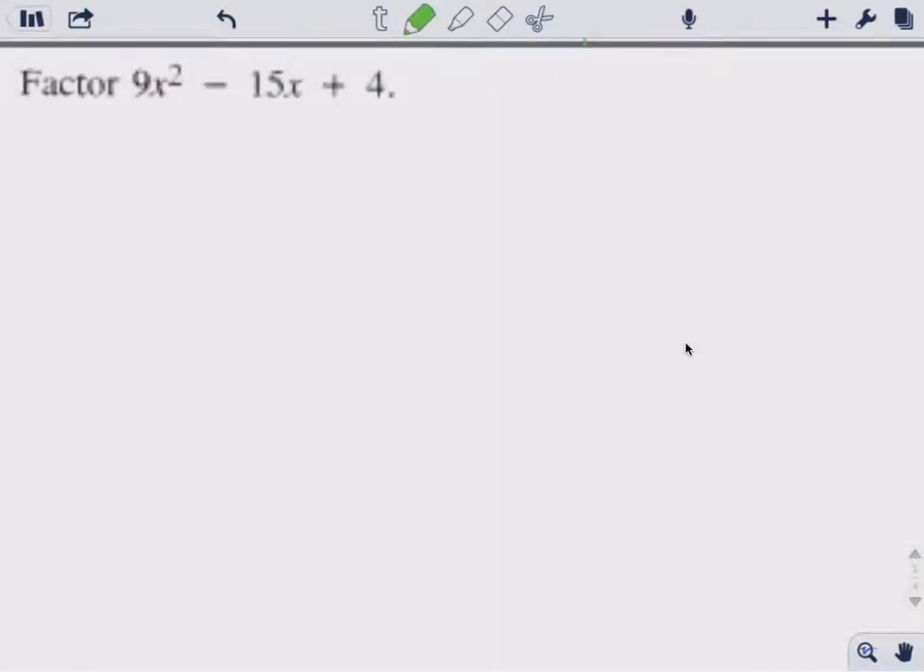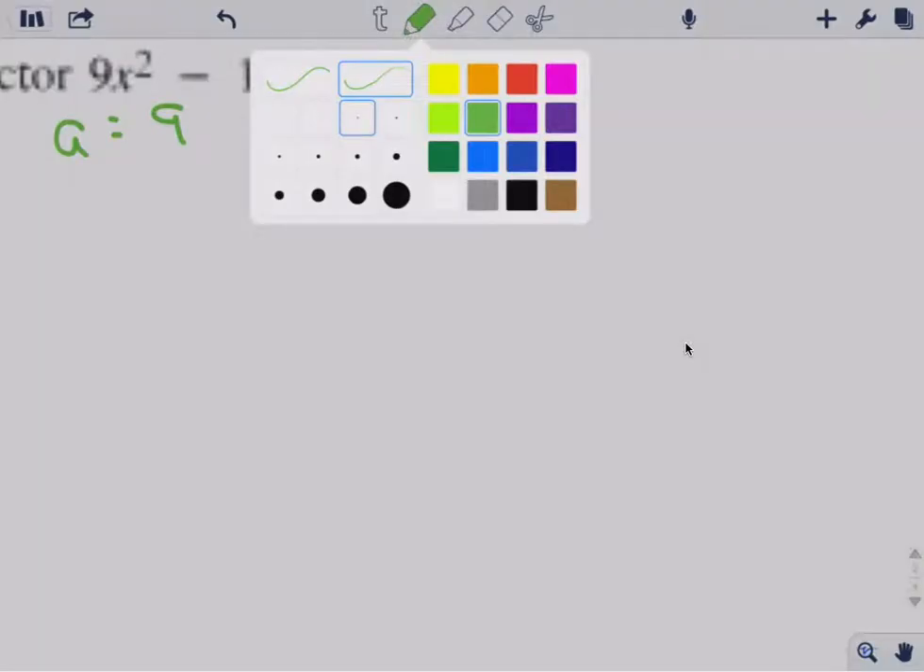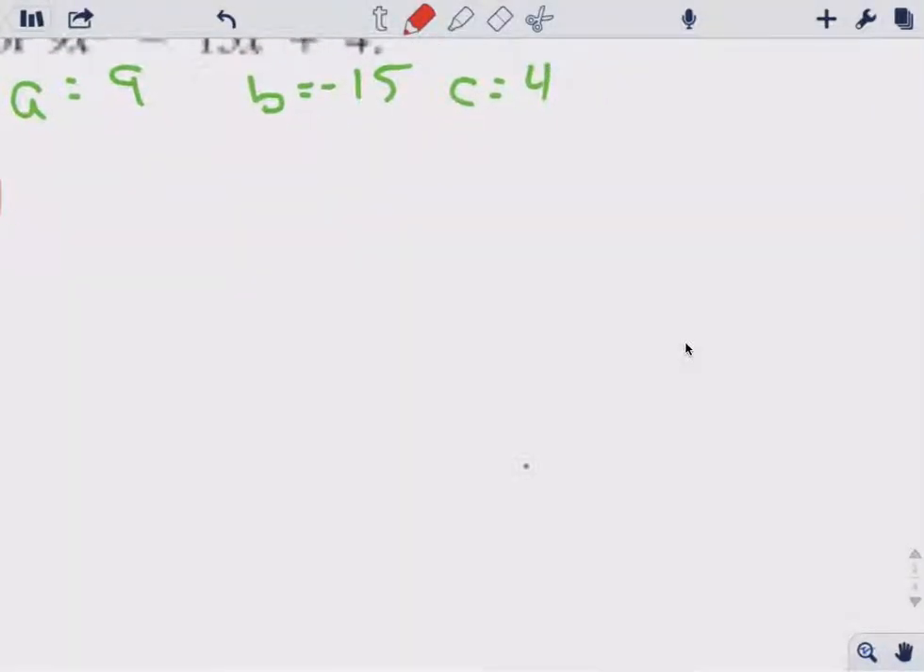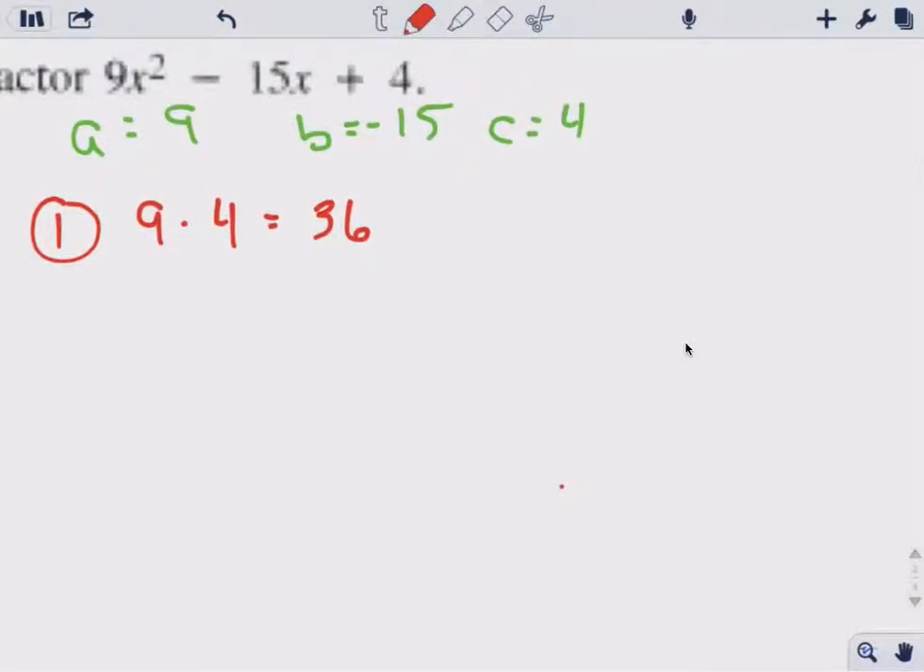Okay, so here's our next problem: 9x squared minus 15x plus 4. In this case, a is equal to 9, b is equal to negative 15, c is equal to 4. So our first step was to do 9 times 4, which is 36. We want factors of 36 that give us negative 15.